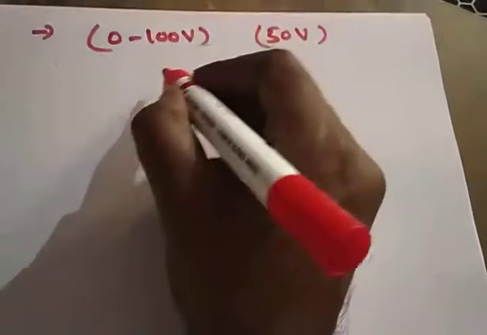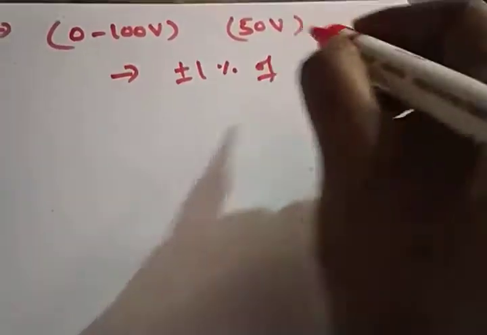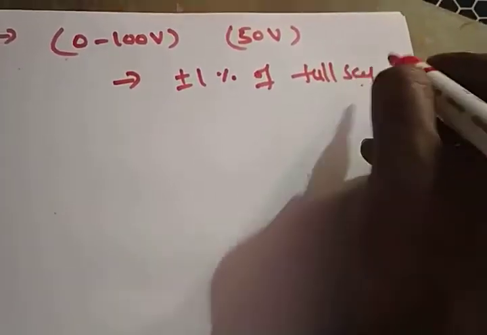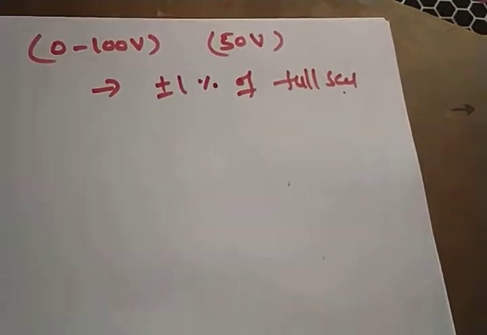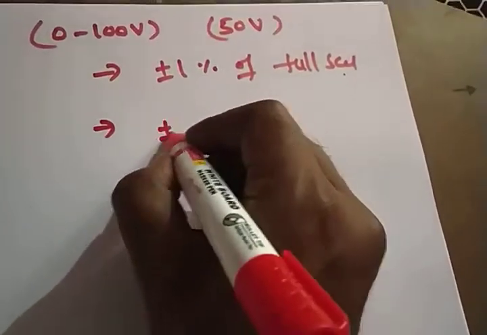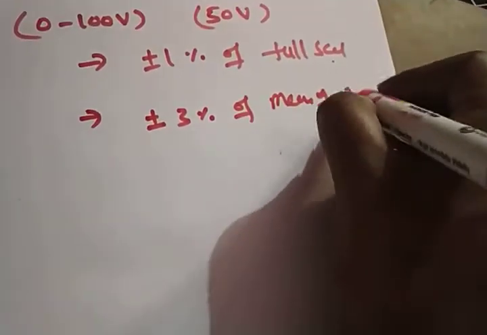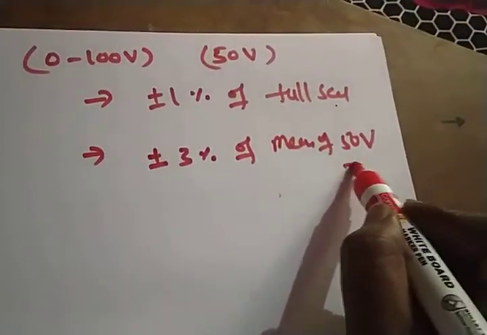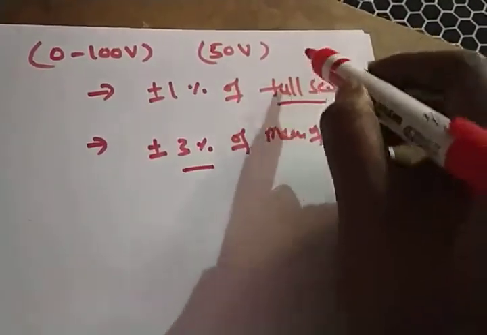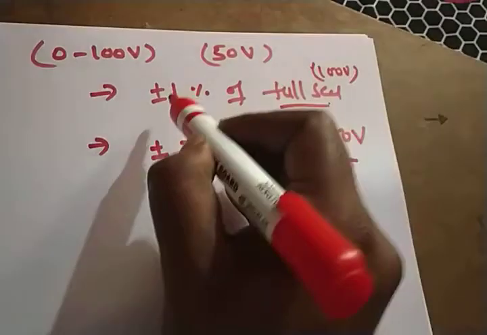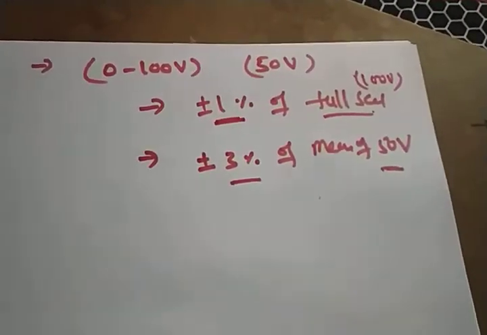Right, it can be denoted: I have an accuracy of plus or minus 1% of full scale. Accuracy can be stated in terms of full scale, or in terms of the value being measured. For example, plus or minus 3% of measurement of 50 volts. So when measuring 50 volts, I have 3% error. Full scale, what is meant by full scale? 100 volts. 1% error of 100 volts that I'm having, right?